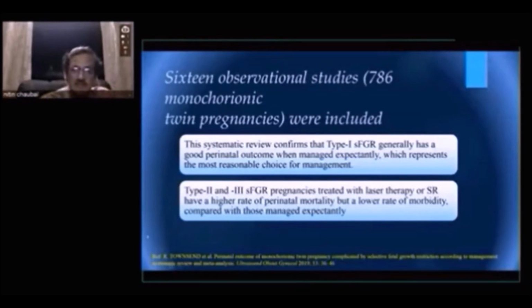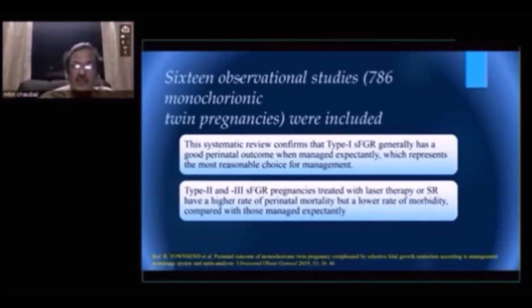But last year, in 2019, an article was published by Townsend, and this is basically perinatal outcome of monochorionic twins complicated by sFGR, according to management. It's a systematic review and meta-analysis. They have taken 16 studies, and this is a study of almost about 800 monochorionic twins. And the next few slides which I'm going to show, I'm basically going to quote this article.